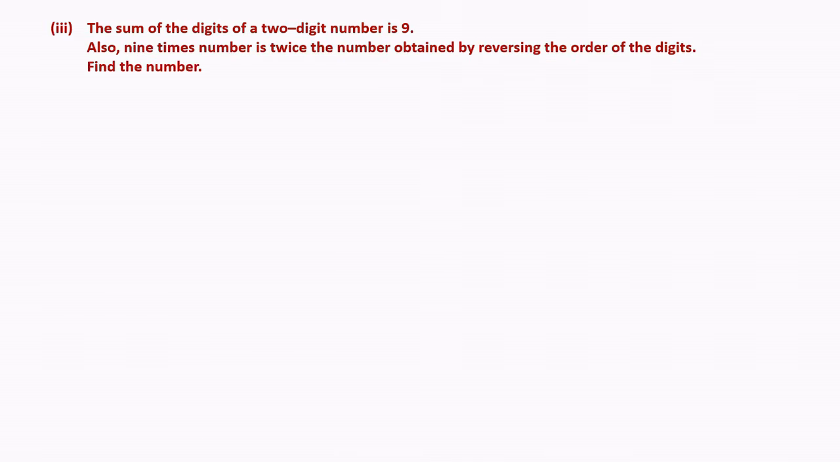Let us read the question carefully. The sum of the digits of a two-digit number is 9. Also, 9 times the number is twice the number obtained by reversing the digits. We need to find the number.